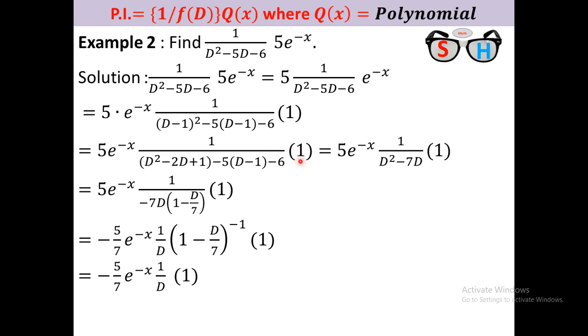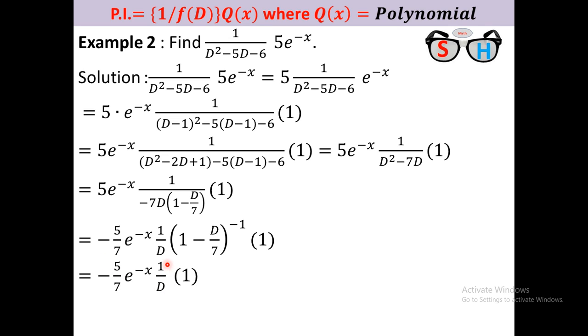Okay. I say that if you directly write this as minus 1 by 7D, just verify it. If you separate 5 e to the minus x, then what remains?